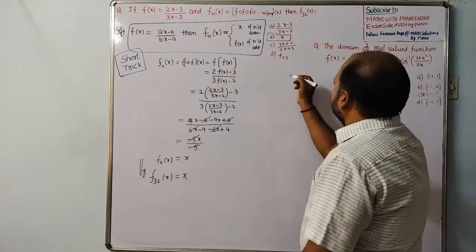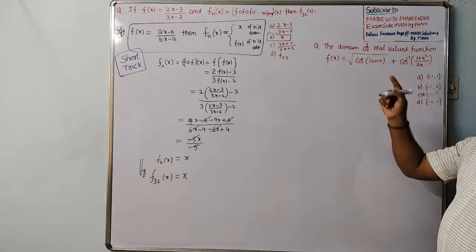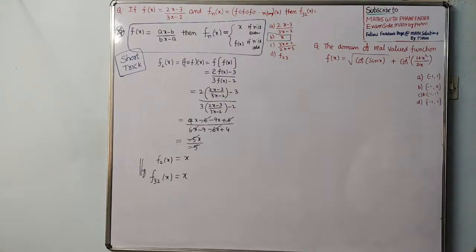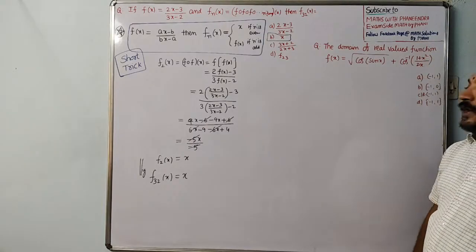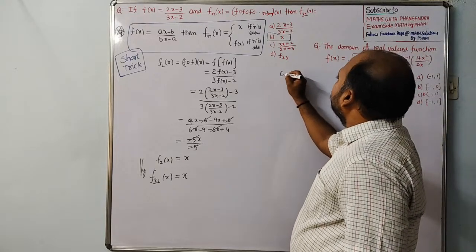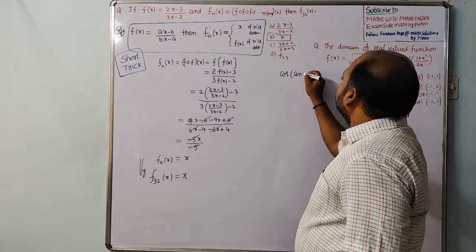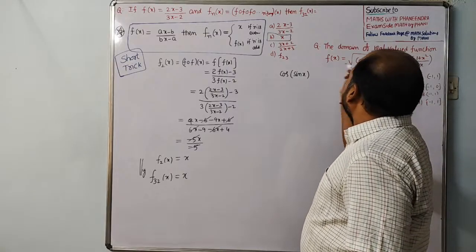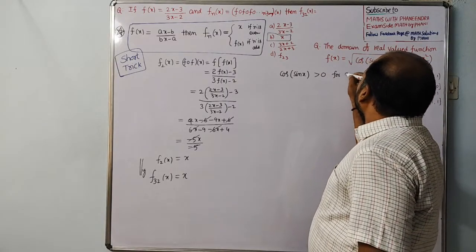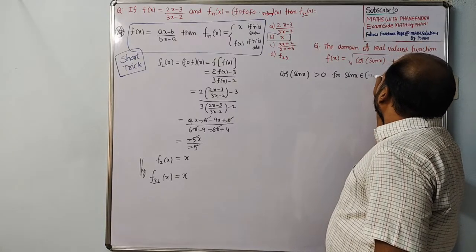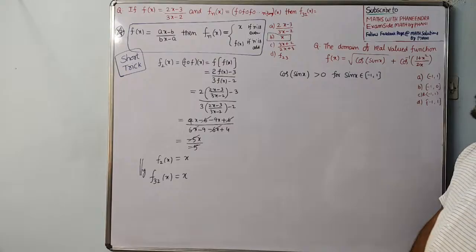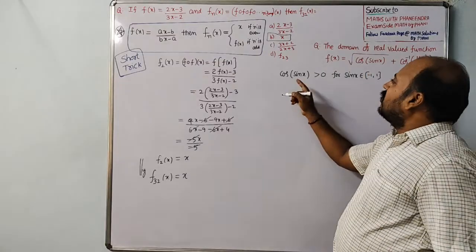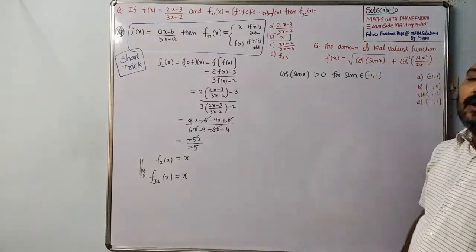Yeah, we'll move to another question here. The domain of the real valued function f of x equal to root over cos of sin x plus cos inverse of (1 plus x square) by 2x. So in that, cos of sin x is defined, it is always greater than 0 for sin x belonging to the closed interval minus 1 comma 1. We know that. Anyway, in place of sin x substitute minus 1, cos of minus 1 and cos 1 also will be acceptable.